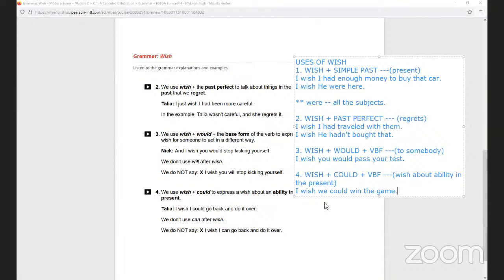Now we have here, I wish I could go back and do it over. Yo desearía poder volver y hacerlo otra vez. We never use can. Never, never, ever. Okay? Never we use could. So, do we have some question until here?